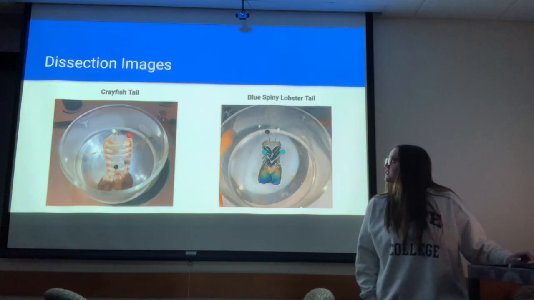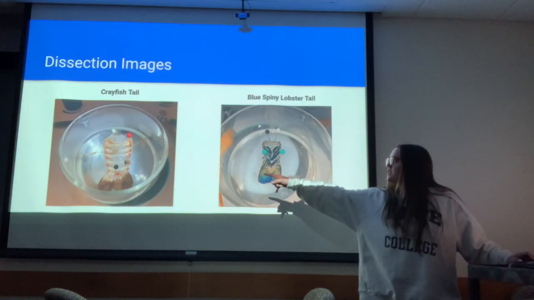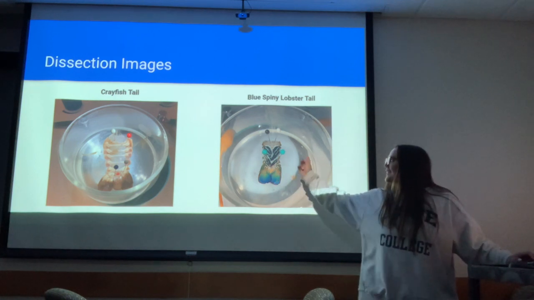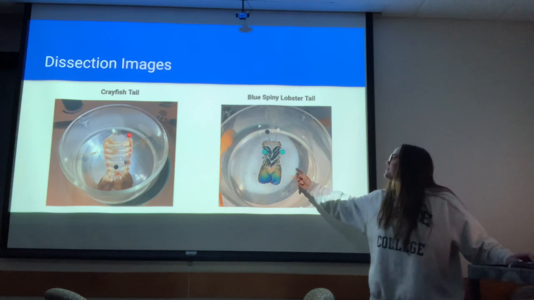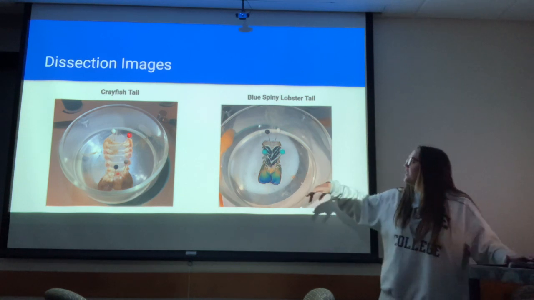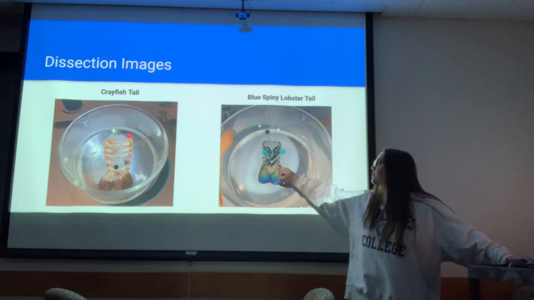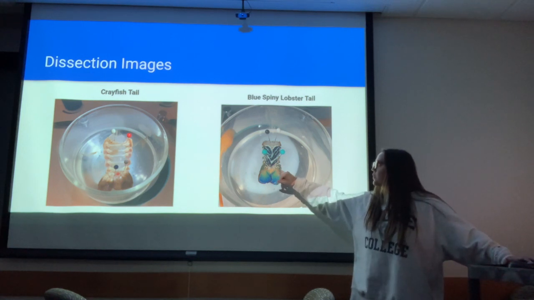These are our dissection images. As you can see, the crayfish tail is on the left and the blue spiny lobster tail is on the right. So they both had swimmerets. Unfortunately, this picture doesn't show, but the swimmerets were cut off before the dissection was performed.